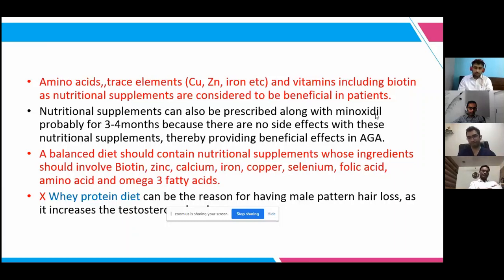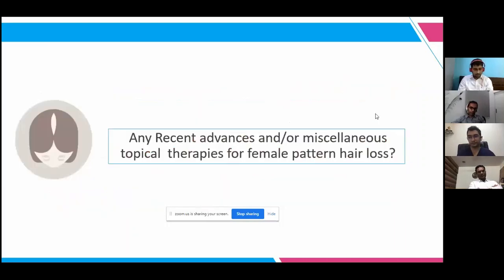And only one thing: whey protein diet, we should be careful about that, because it increases the testosterone levels and it can cause baldness. So whey protein diet you try to avoid. That's what they mentioned.